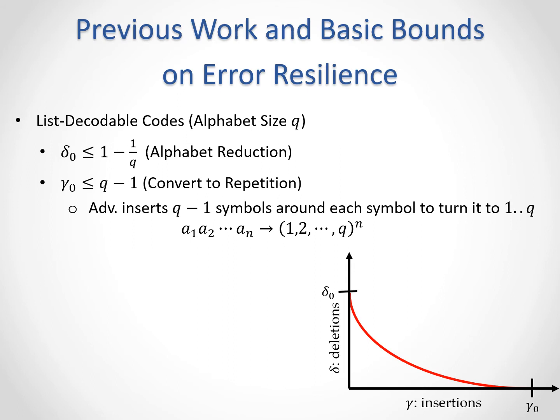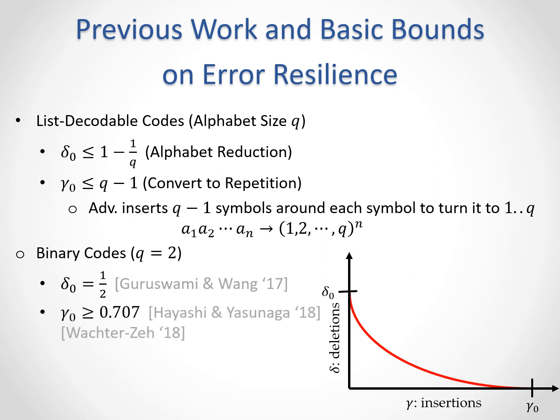For the binary case, a work of Bukh, Ma and Wang shows that the error resilience is actually equal to 1/2, and a couple of very recent works imply that gamma 0 is larger than 0.707. These results are derived by a careful analysis of the size of the insertion-deletion ball and providing Johnson-type bounds for insertions and deletions.